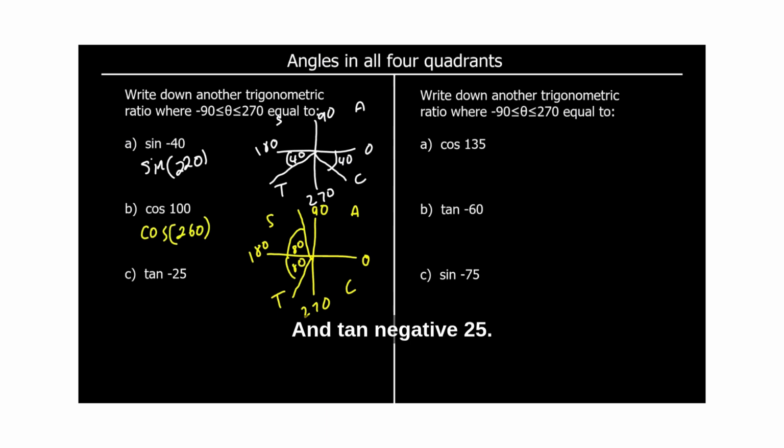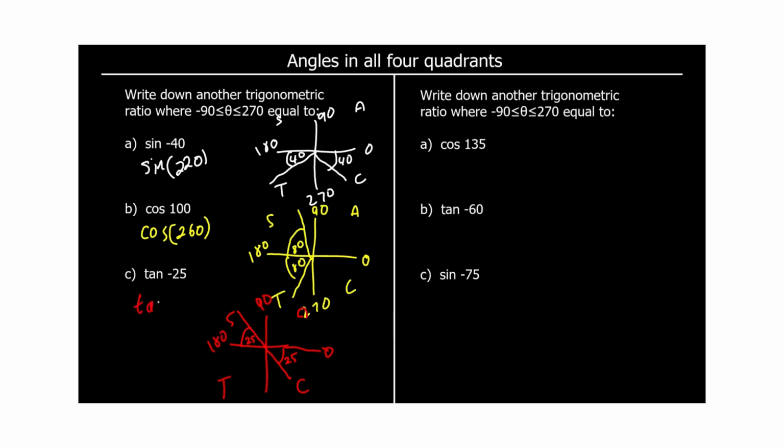And tan negative 25. So negative 25. Tan is negative in that quadrant. So where else is tan negative? In the sine quadrant between 90 and 180. 180 take away 25 will be 155. So tan 155.